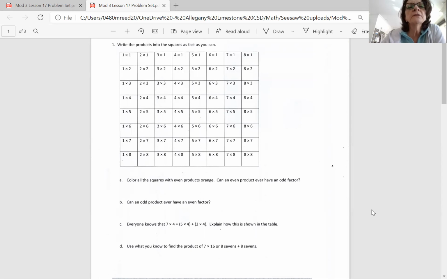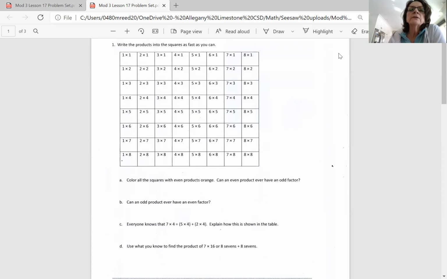Okay, so the very first question here says, write the products into the squares as fast as you can. So this is a partial multiplication table. It doesn't have all of our facts on it through 9. But it starts with 1 times 1 up here in the corner, and it ends with 8 times 8 down here in the bottom corner.